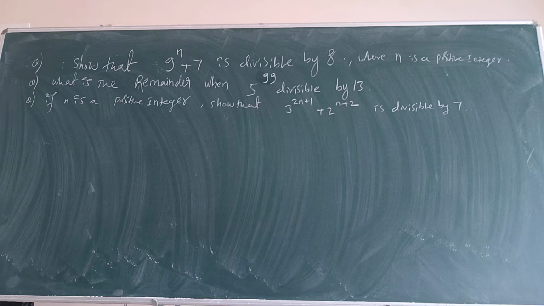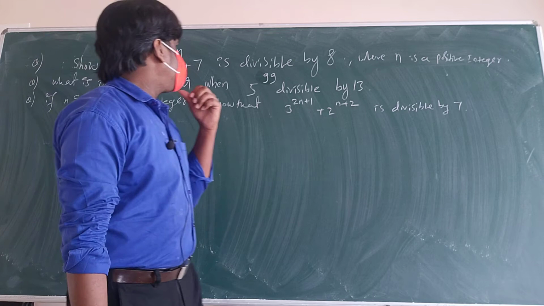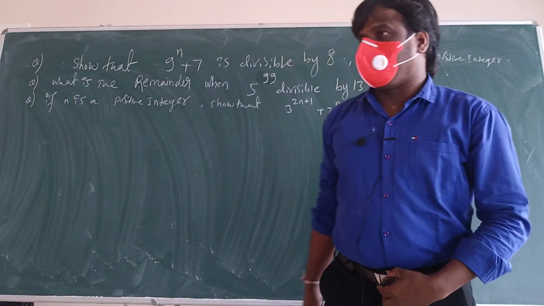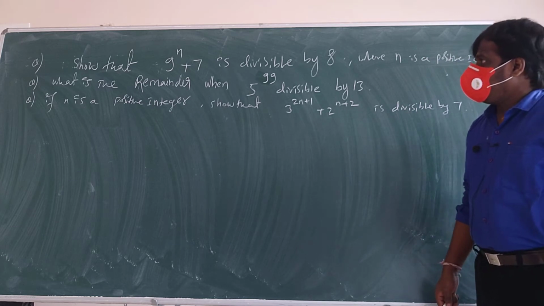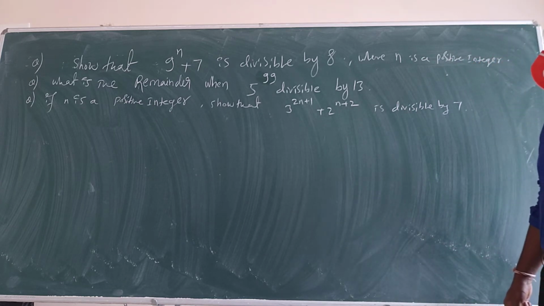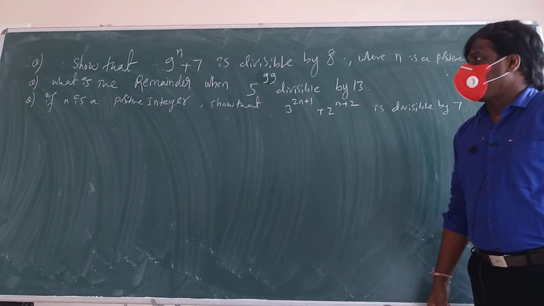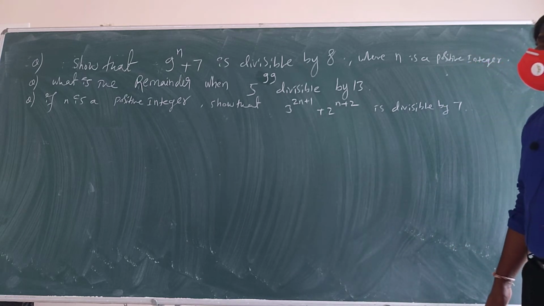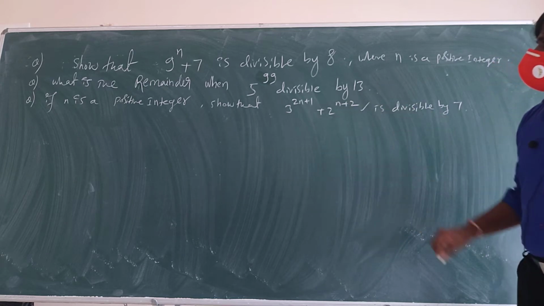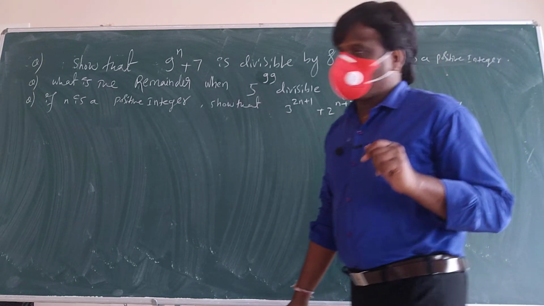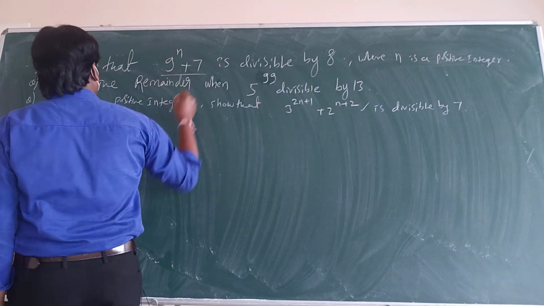First question is show that 9 power n plus 7 is divisible by 8. Second question is what is the remainder when 5 power 99 is divided by 13? Third question, if n is a positive integer, show that it is divisible by 7. Such type of questions whenever you have, what you have to do is take this one.